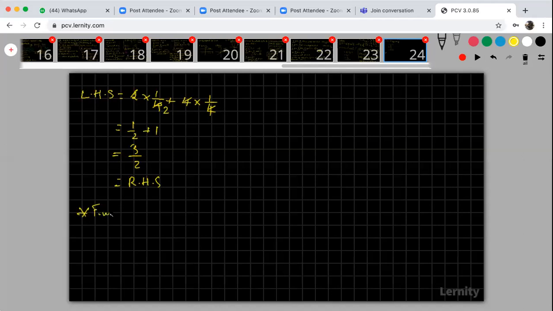Now find the value of sine 75 degree and tan 15 degree.